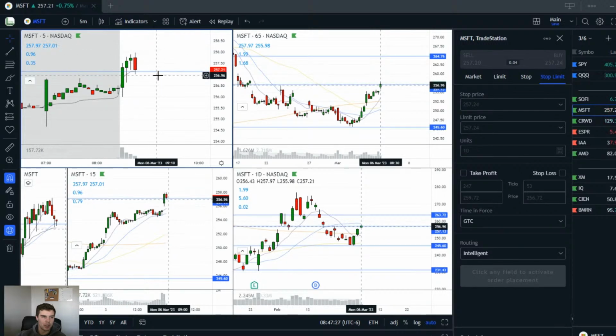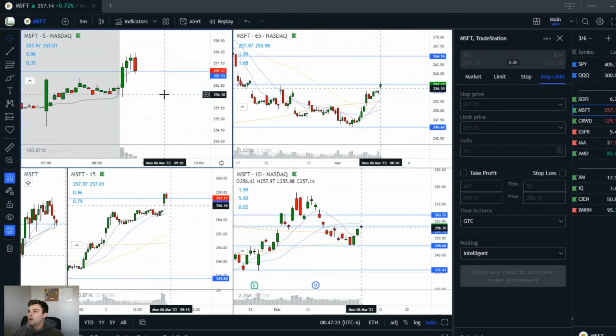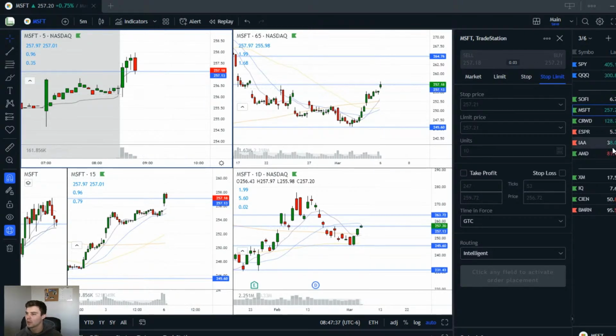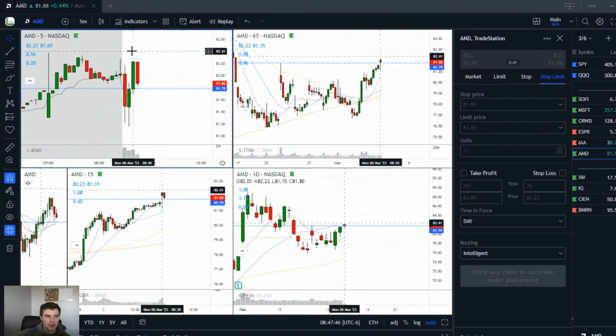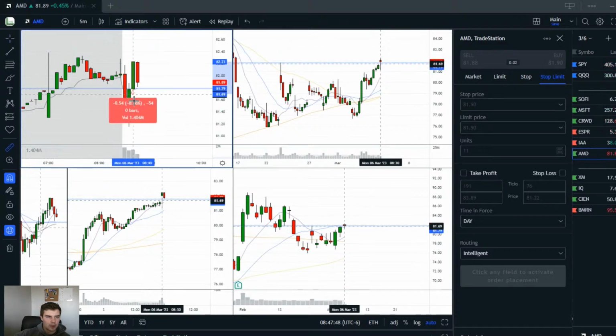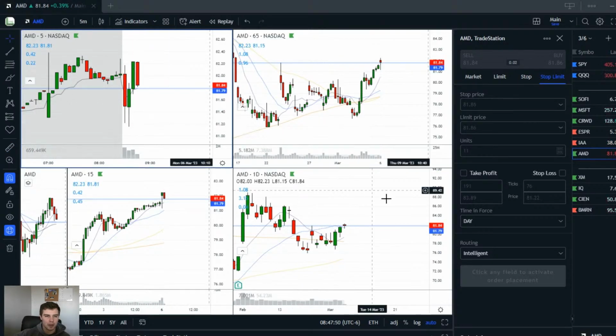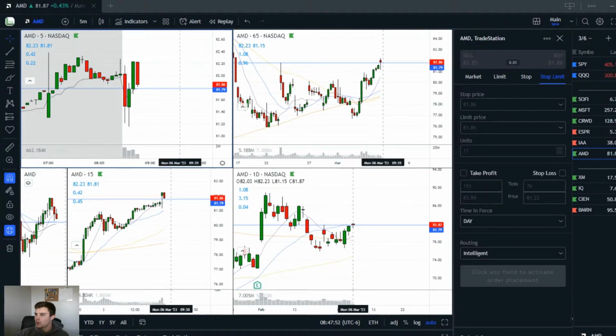It's going to be 258 by 257. Watch it, guys. Alright. Crowd or AMD. AMD's another one I want to keep an eye on. This thing would be like a 50-cent stop, say. So, alright.